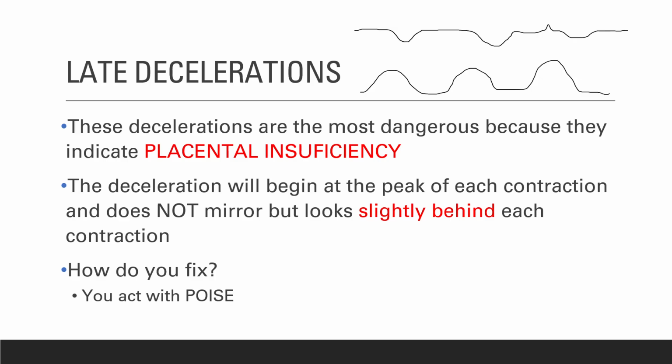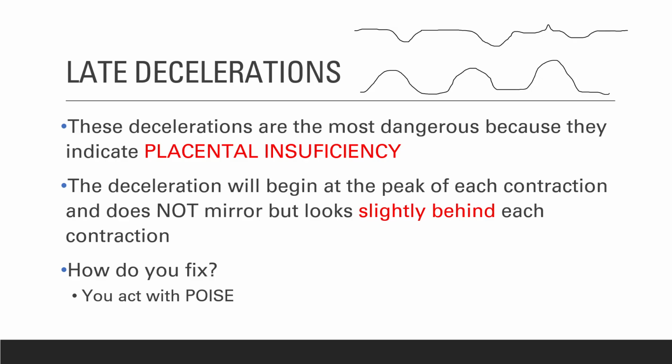A late deceleration is the most dangerous type of deceleration because it is indicative of placental insufficiency. The deceleration will begin at the peak of each contraction, and this does not mirror the contraction, but looks like it's slightly behind the contraction.